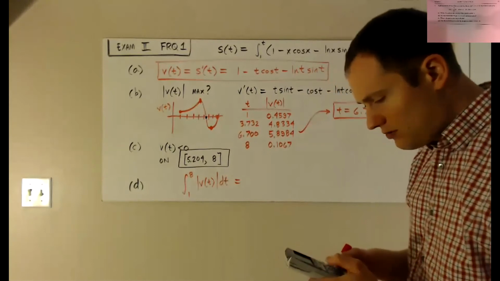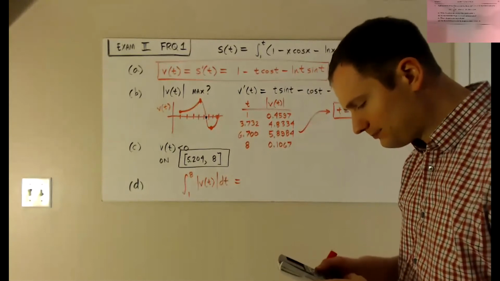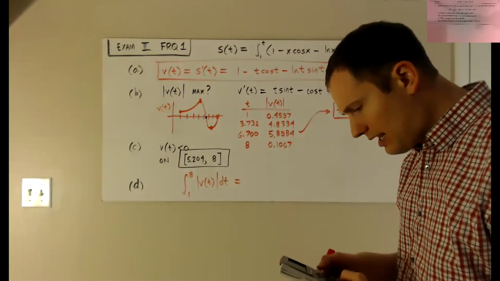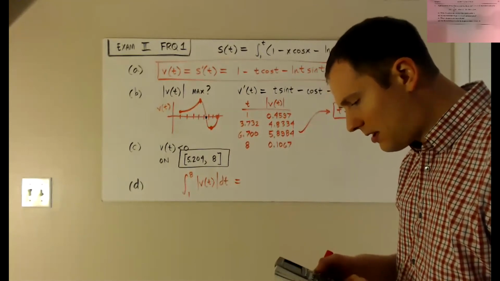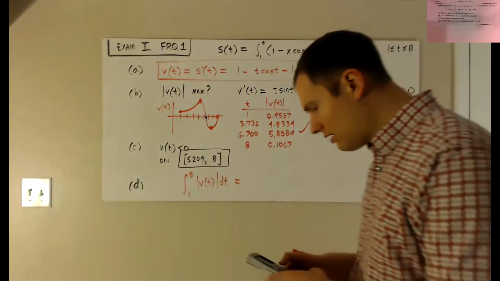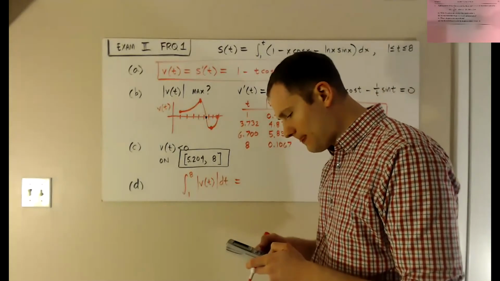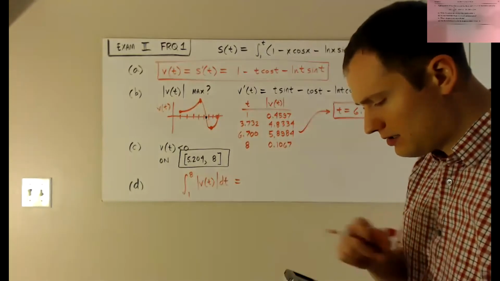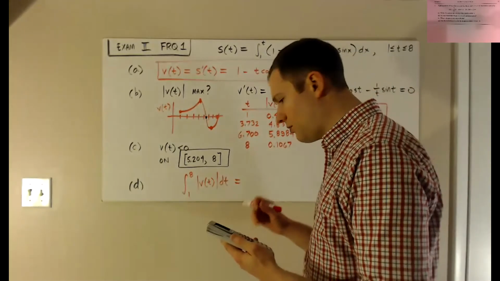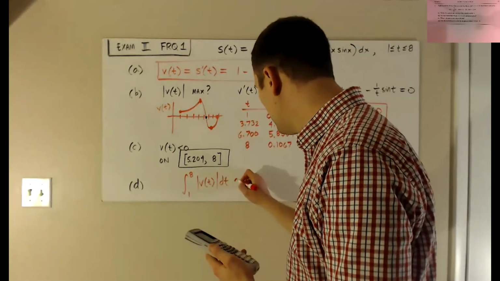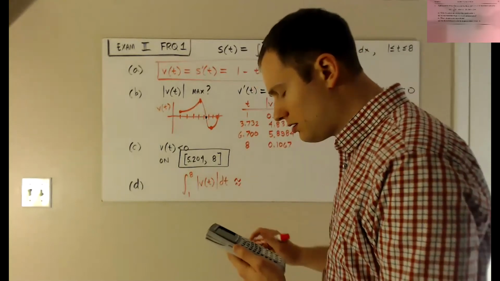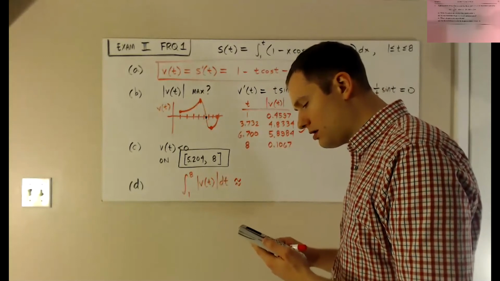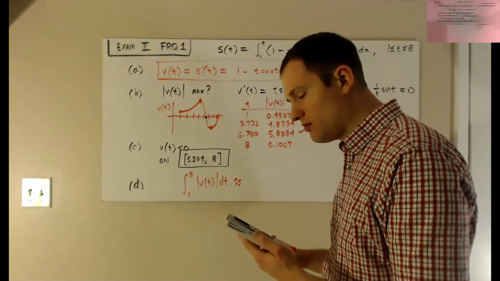So when you do that, you get, wait for it. So from 1 to 8, math, num, abs, and then Y1. And I'm getting, wait for it, approximately, still thinking.